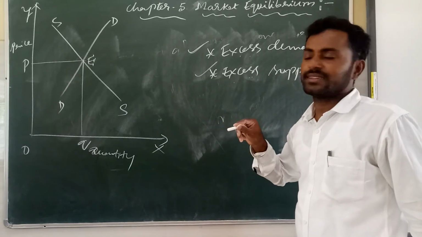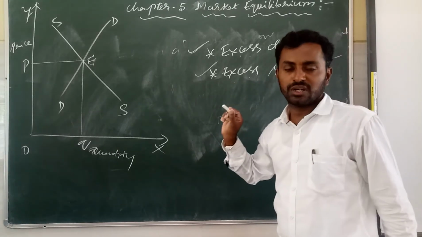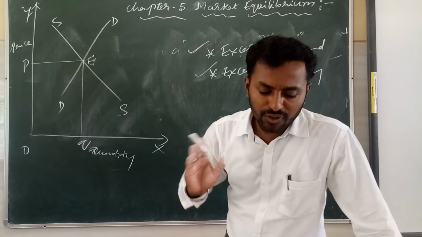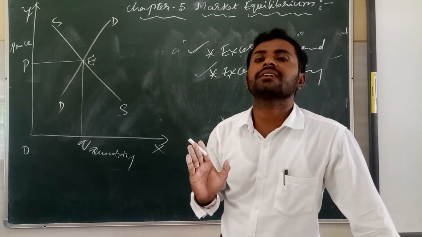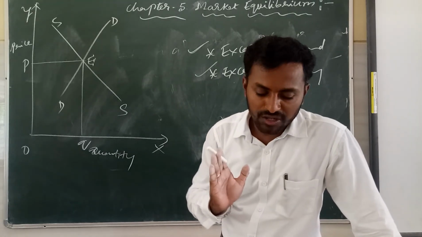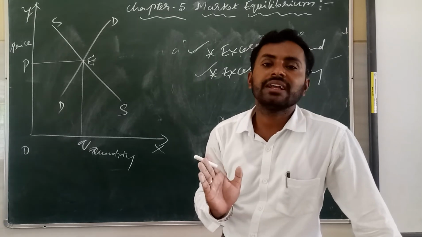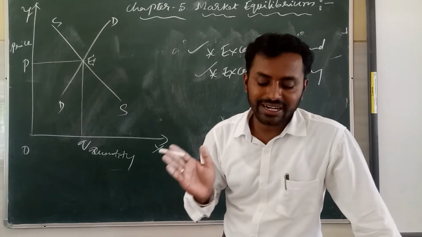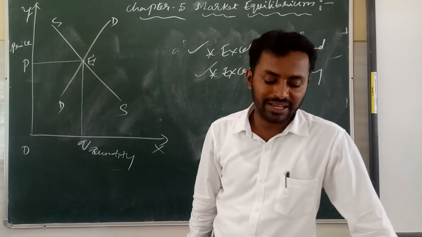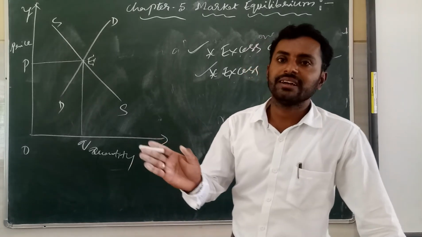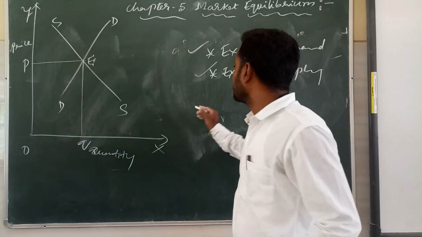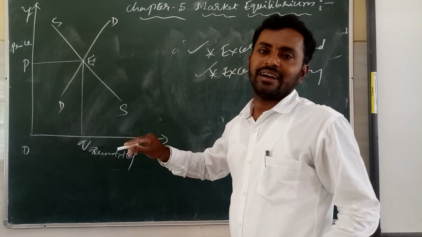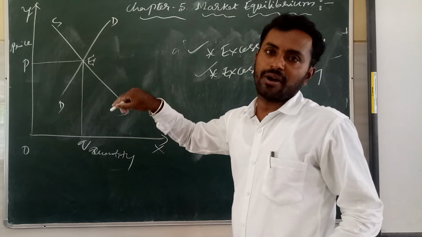There is an excess supply. Understood that? Therefore, equilibrium in a perfectly competitive market can be defined, alternatively, as a zero excess demand and zero excess supply situation. That is the zero excess demand and zero excess supply at the equilibrium point.